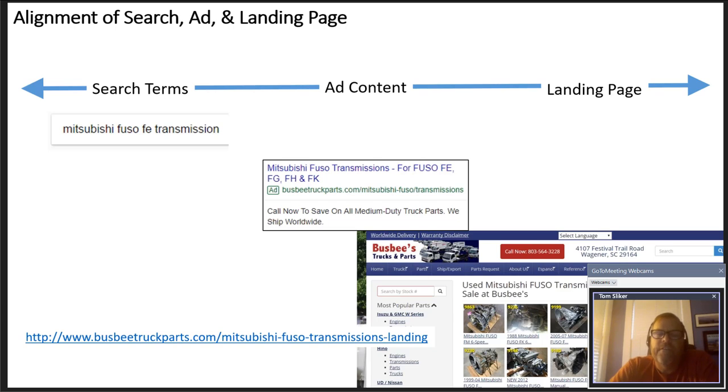Imagine an alternative, a competitor who hasn't taken the time to create a specific ad for Mitsubishi Fuso transmissions. So what they do is they just say Mitsubishi Fuso parts, and it goes to their home page, let's say. Well, if you compare this alignment, if you look, this search matches the AdWords, matches the content on my page. In my example of a competitor, if they just had Mitsubishi parts, that's not nearly as good of a match as my ad. And so just because of that matching, they might put my ad above the other.